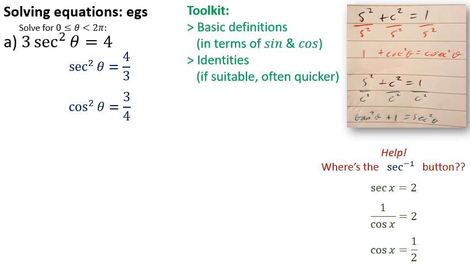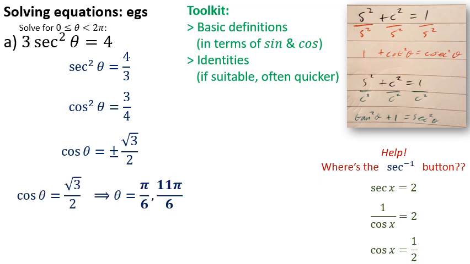But if cos squared is 3/4, then you have two different results. Either cos theta is √3/2 or it's negative √3/2. Don't forget both results. They're both important. You're going to need both of them. Otherwise, you'll have missing solutions at the end. At this point, you generate solutions within the range. We had a range of 0 to 2 pi. So our solutions are pi/6 and 11 pi/6.